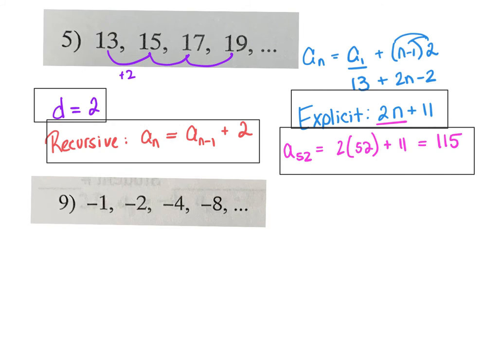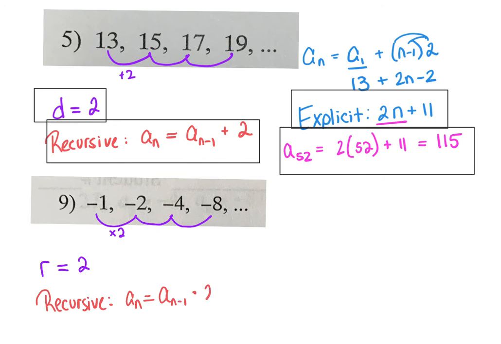I'm going to verify that it is geometric first of all. So I'm going to say from -1 to -2, -2 to -4, -4 to -8. What am I doing? Multiplying by 2. So that means my common ratio is also going to be 2 here. For the recursive piece of it, I would say to find a sub n, I'm going to take the term in front of it, a sub n minus 1, and multiply by 2.